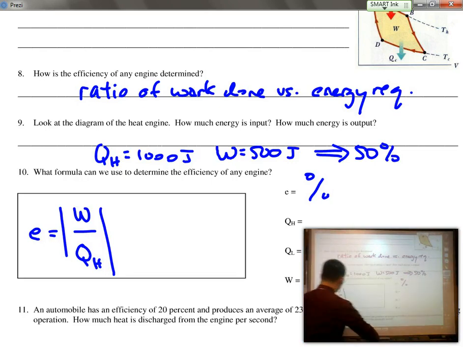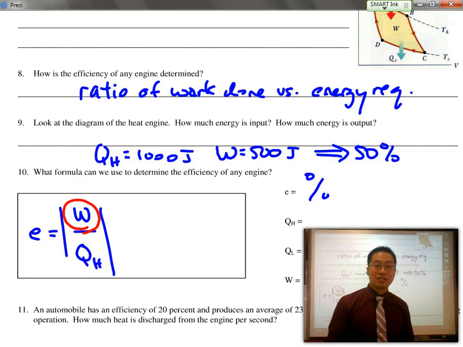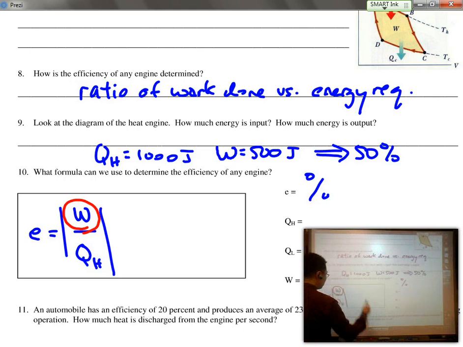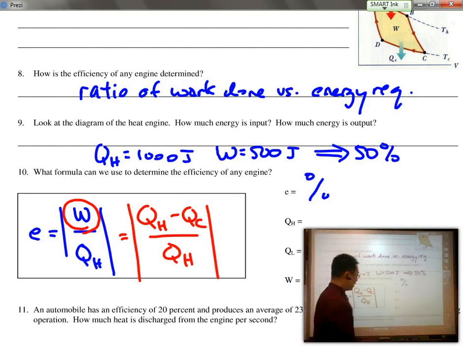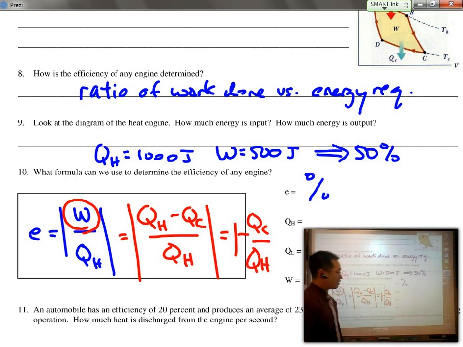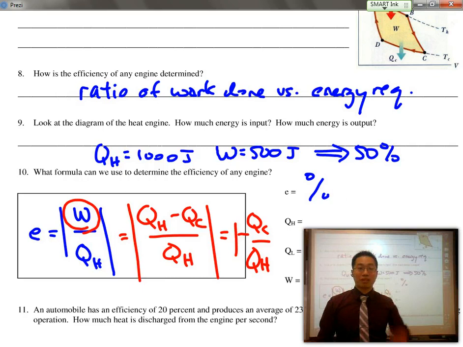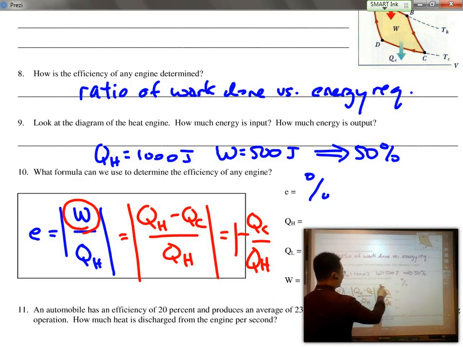Now, the thing is, we also have another option for work we could replace this with, simply because we had redefined work as the difference between the heat energy input and the heat energy output. So we could also write this as QH minus QC over QH. Okay? Which, of course, could then be rewritten as 1 minus QC over QH. So there's a lot of different variations of this formula, but ultimately it's just about how much work was actually done versus the amount of energy that was put in. And this is about the efficiency of a heat engine.